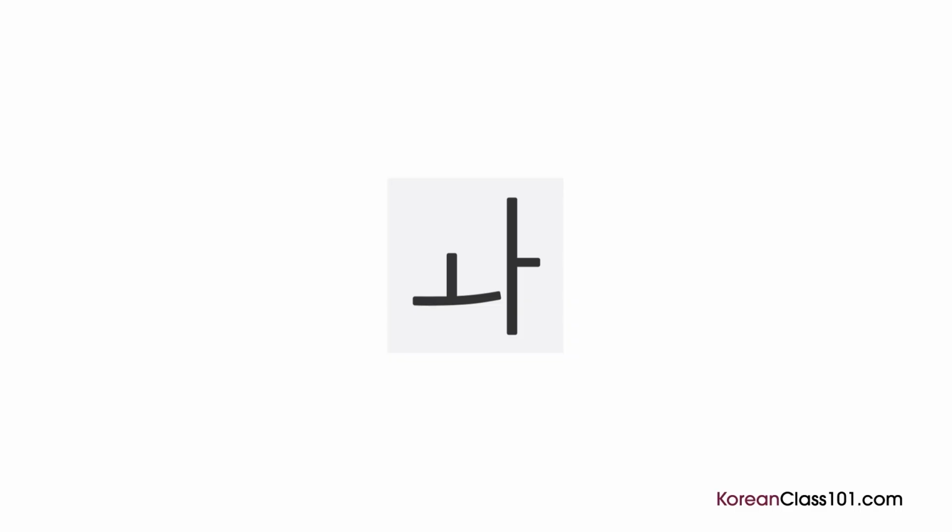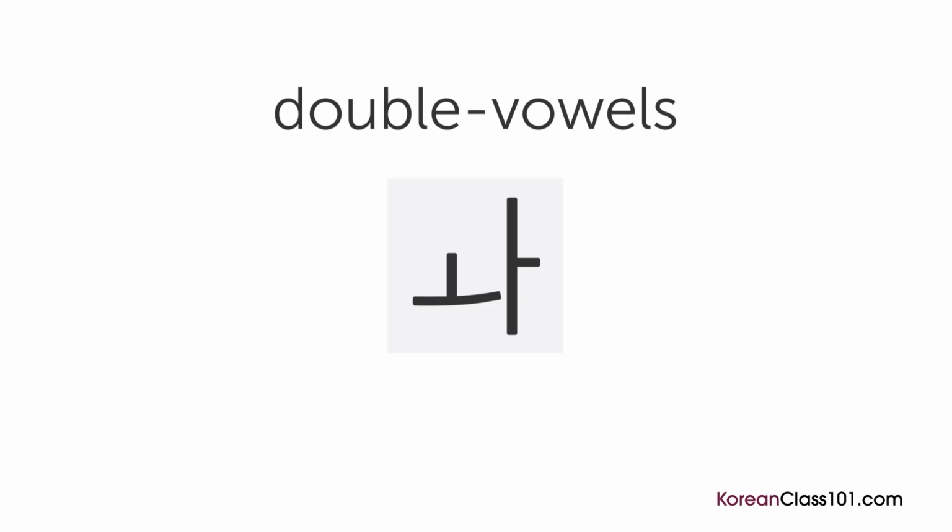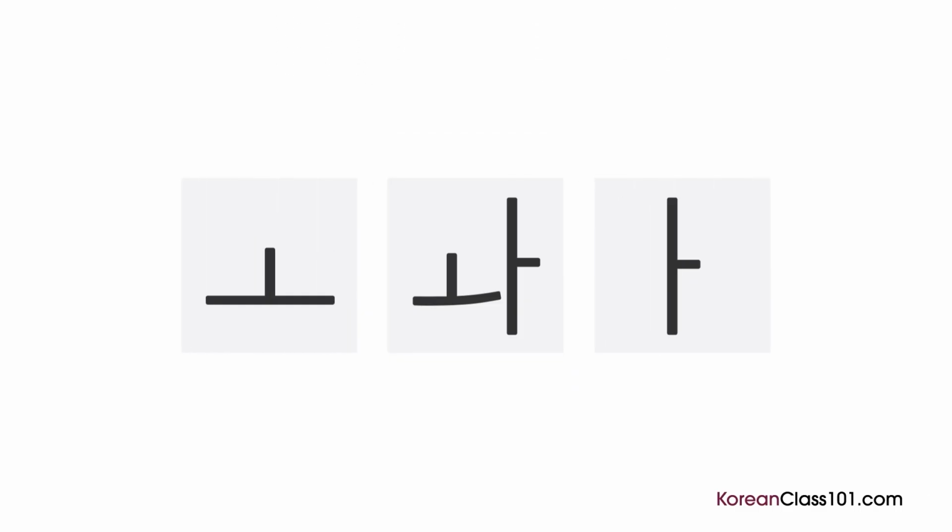In this lesson, you're going to learn about double vowels. When you read Korean, you'll see vowels like this. Look closely, and you'll see that it's actually 2 separate vowels. Because of this, they are called double vowels. Reading them is simple. Just break them down and pronounce each vowel one by one.